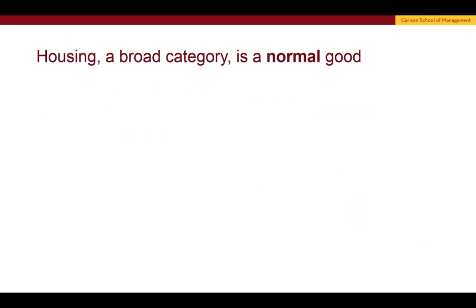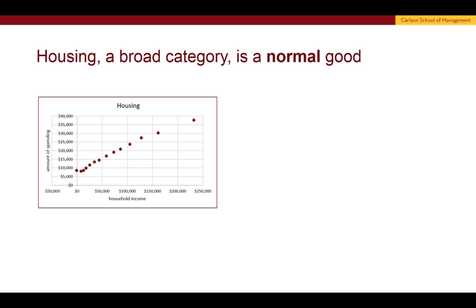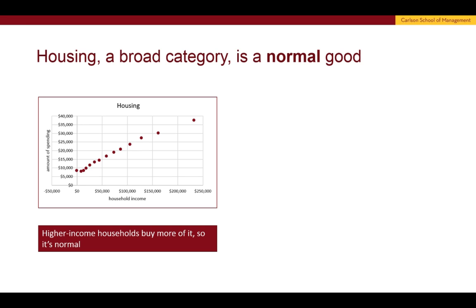Let's think about housing. It's kind of a broad category, so we can think about housing and we can represent the amount of spending from the Consumer Expenditure Survey, the amount of spending on housing across households of different income level. And we can see that this rises steadily. The amount spent on housing rises pretty steadily as household income is higher. And so it's going to be a normal good.